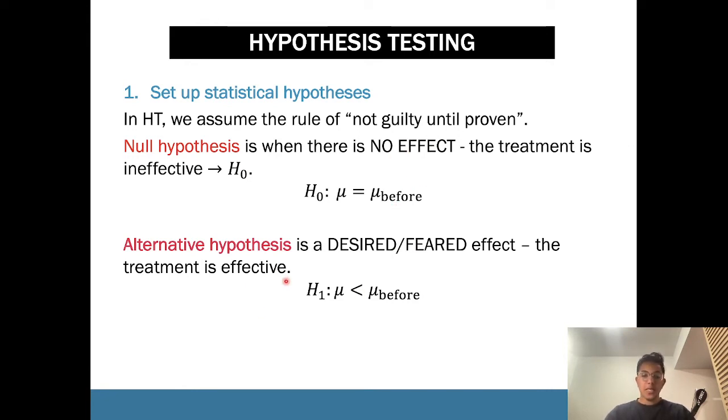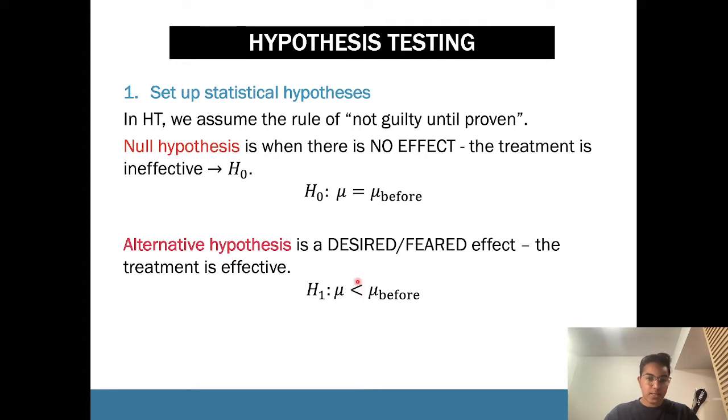Okay. The alternative hypothesis is the effect you're testing. It might be desired or you might be against it. It just shows that whatever has been done has changed the population mean, or the sample mean, hence the population mean.